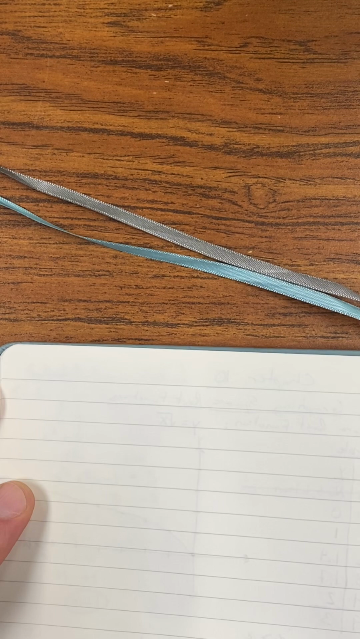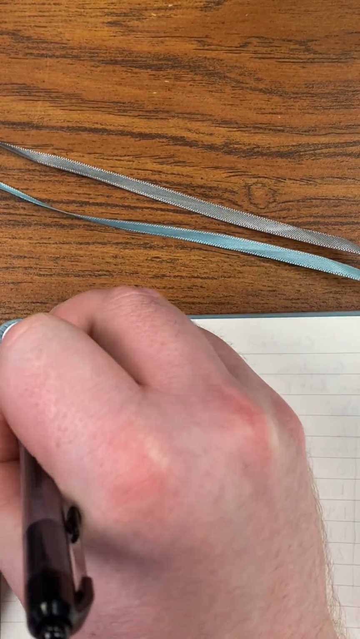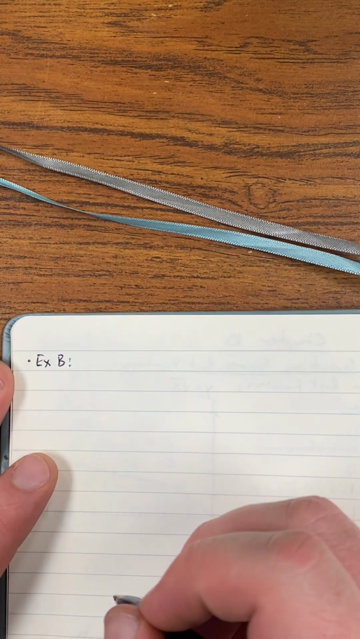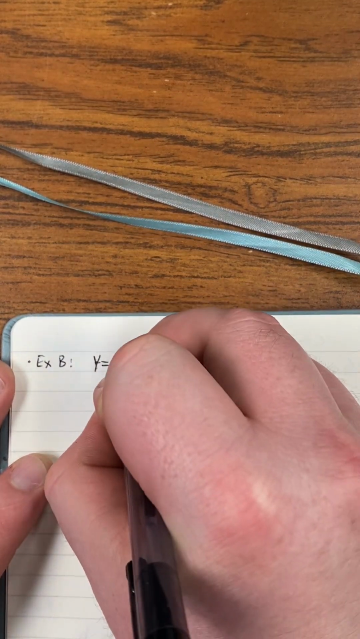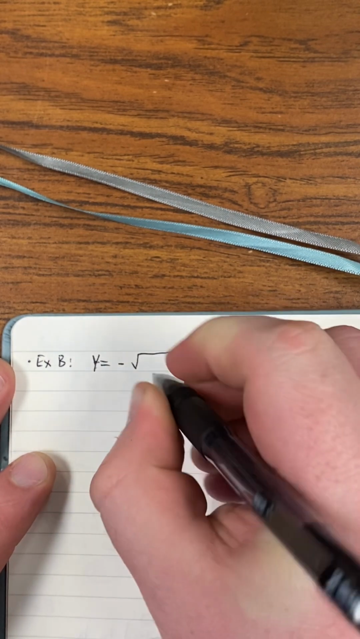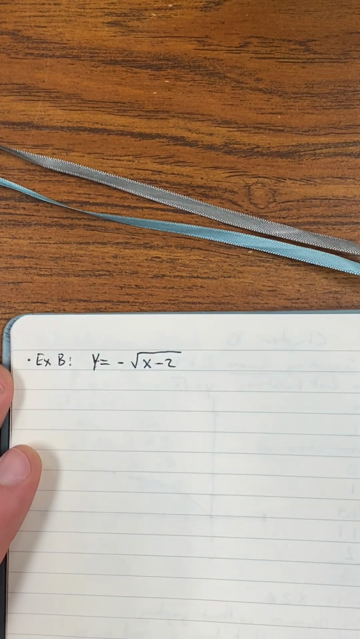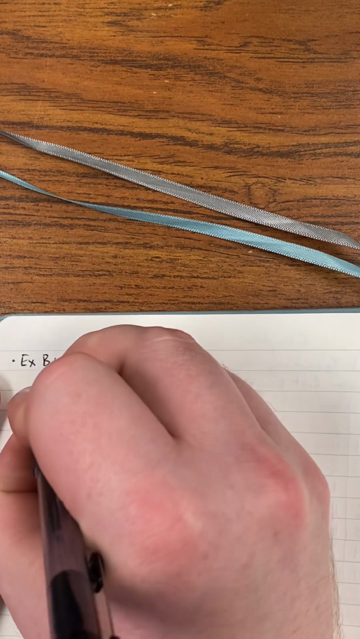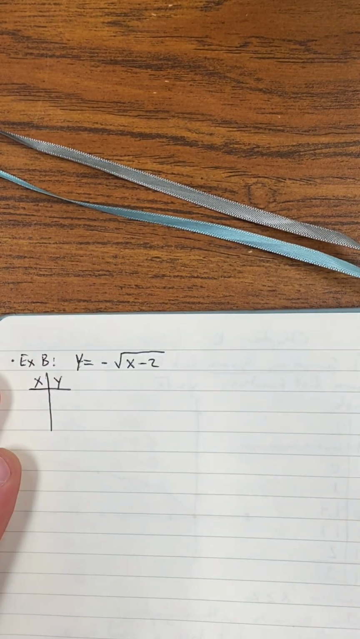Okay, let's look at graphing a bit more complicated pieces, okay? So let's look at example B. Let's graph this right here. Y equals negative square root of x minus 2, okay? So I just made this pretty complicated. Let's see what happens when we make a table. So in my table, I've got x and y.